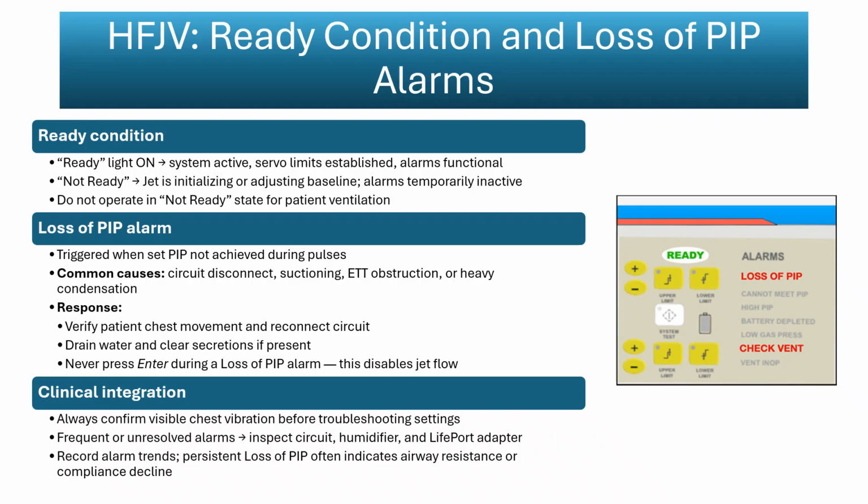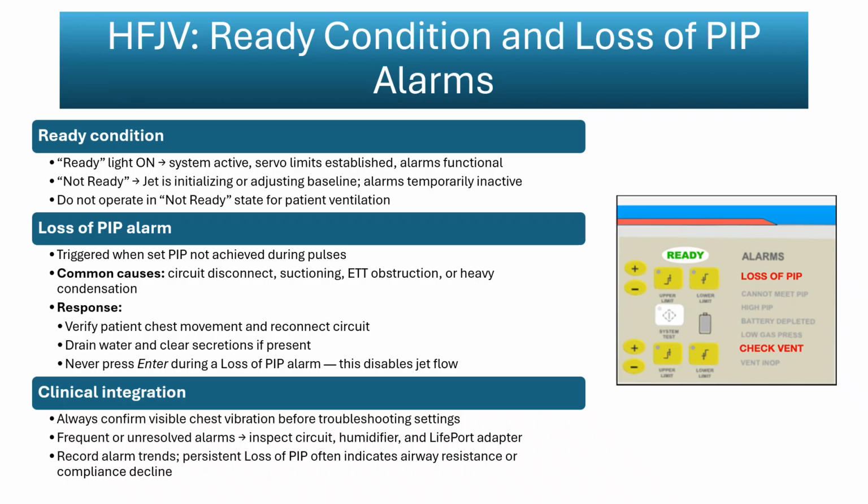The jet ventilator incorporates safety systems designed to protect the patient and alert the clinician when effective ventilation is interrupted. Understanding the meaning of the ready condition and the loss of PIP alarm prevents unnecessary interventions and ensures that support is restored quickly when a problem occurs.